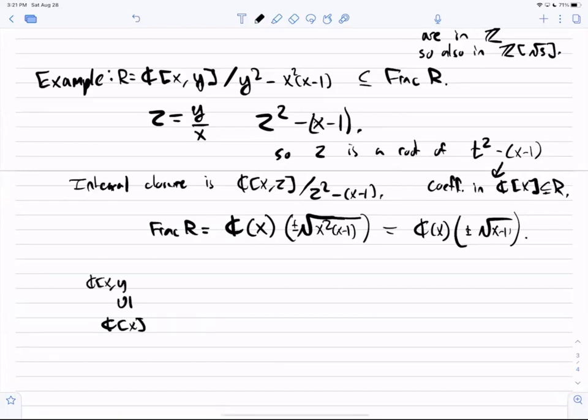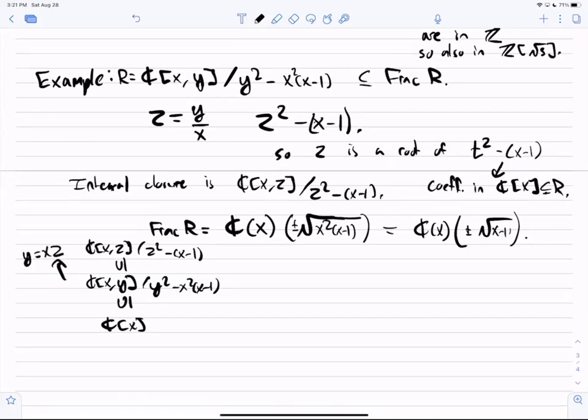C[x, y] mod (y squared minus x squared times (x minus 1)), which is contained in C[x, z] mod (z squared minus x minus 1), where y is identified with x times z. That's how you put this thing in this thing. You can think of these as all being functions on different things, polynomial functions on the following spaces.